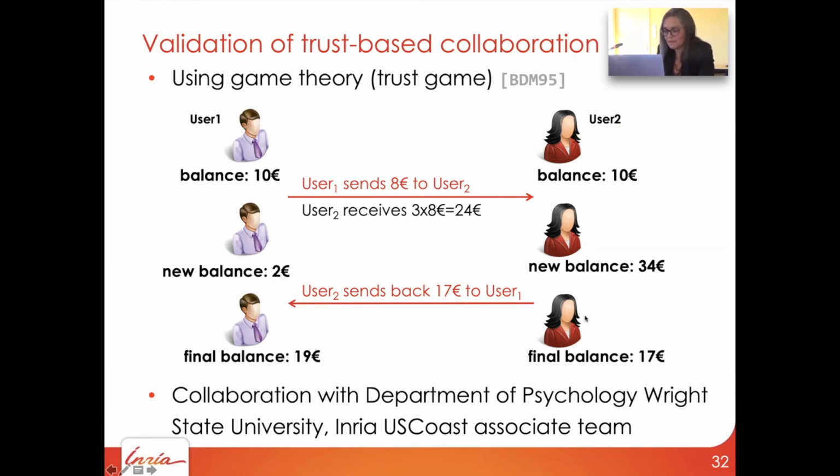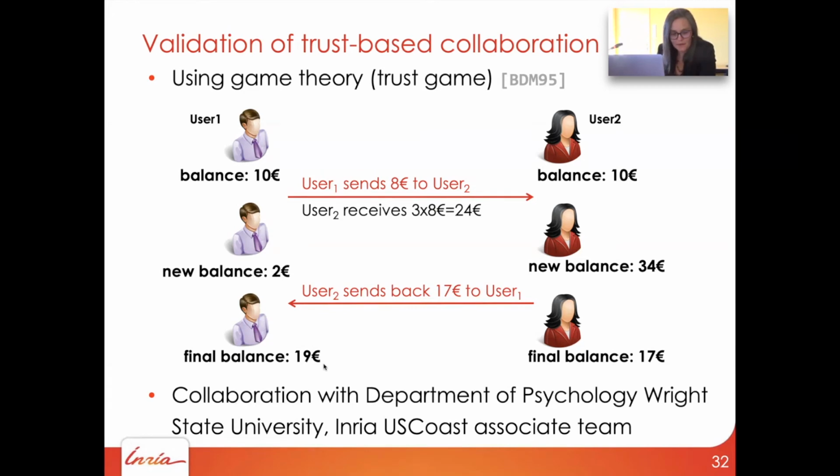In the next phase, the second user, the receiver, will be able to send to the first user a sum of money between 0 and 24, which is the maximum sum that he received from the first user. So here she sends back 17 euros, and her final balance is 34 minus 17, which gives 17 euros. The first user receives 17 euros, and he has 2, so he finally has 19 euros. This trust game can be multiple shots involving multiple exchanges between the users.